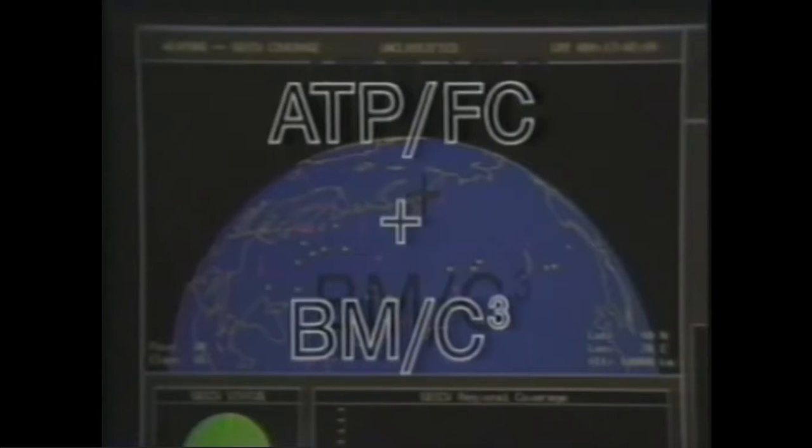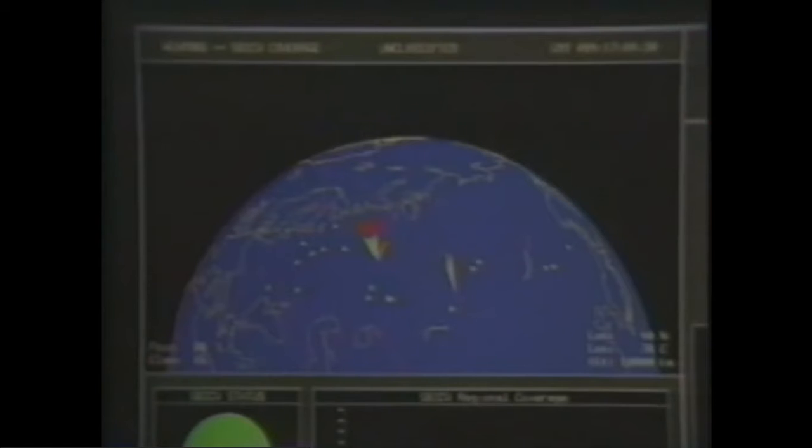When you think of SDI, the first thing that comes to mind is impacting enemy missiles and warheads in space with bombs or laser beams. The biggest challenge to SDI may not be hitting a target. It's finding it and tracking it. ATP-FC is acquire, track, and point. That information is then converted to FC, or fire control.